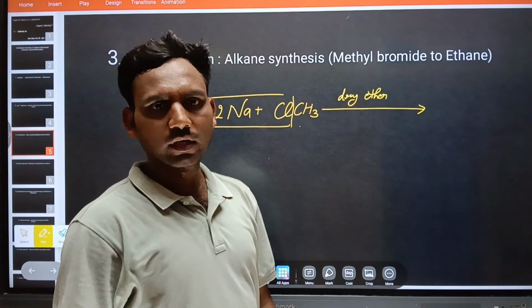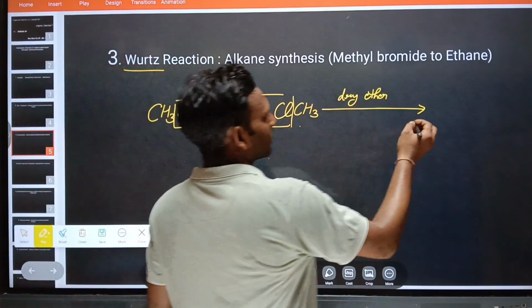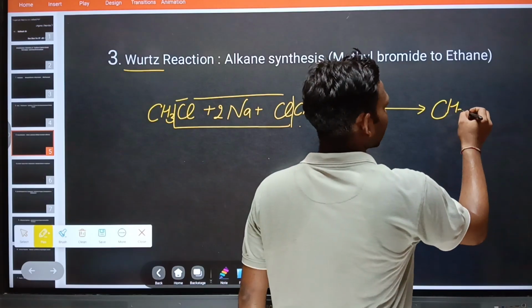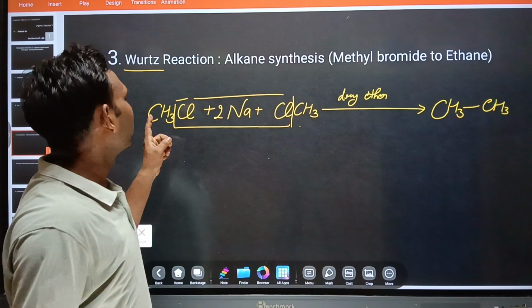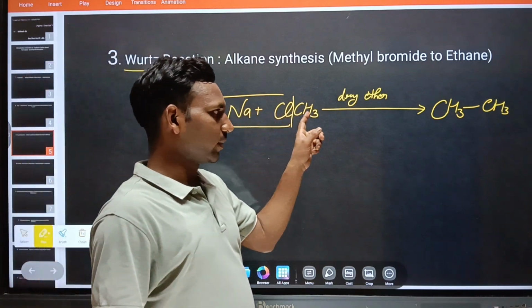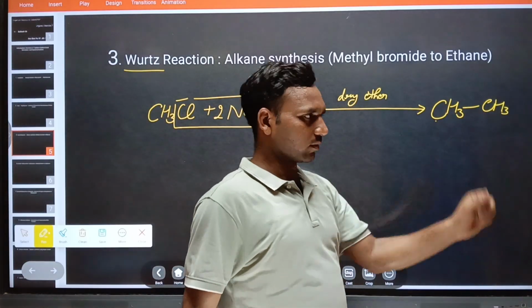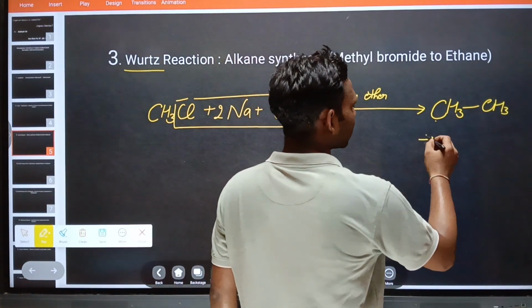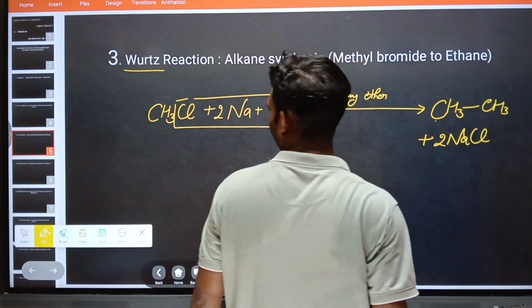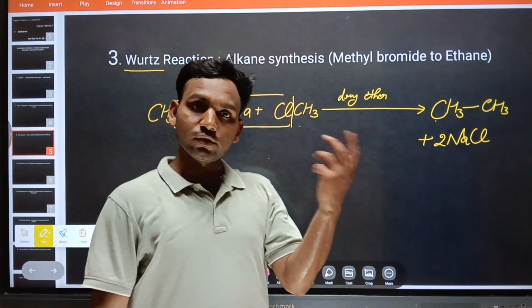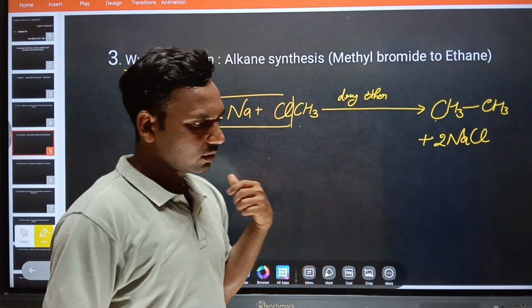In the presence of dry ether, then for CH3, that means methane, one carbon methane and second carbon methane. Methane or ethane, that's the ethane formed. And another product is NaCl. Okay, Wurtz-Fittig reaction and second is the Wurtz reaction.